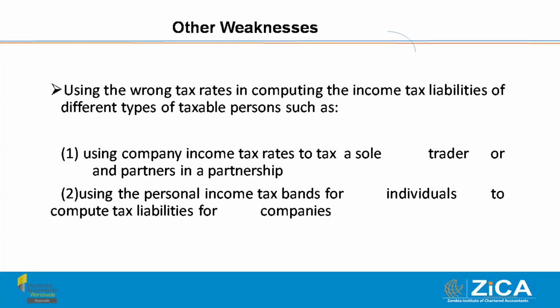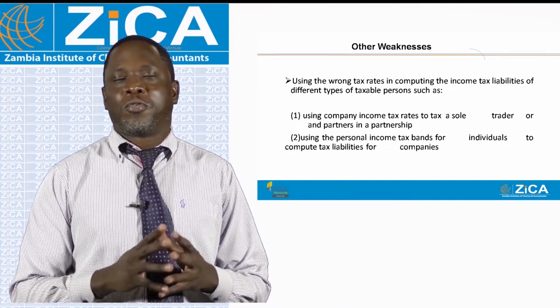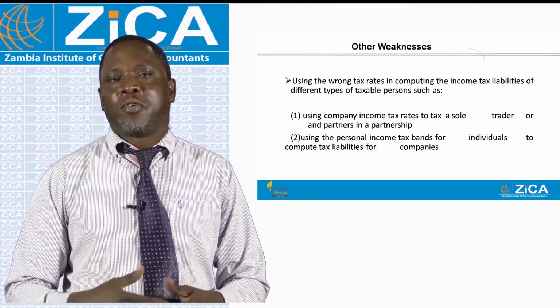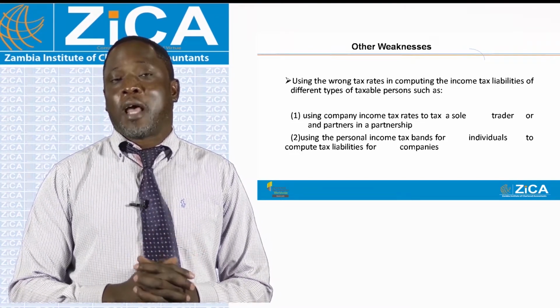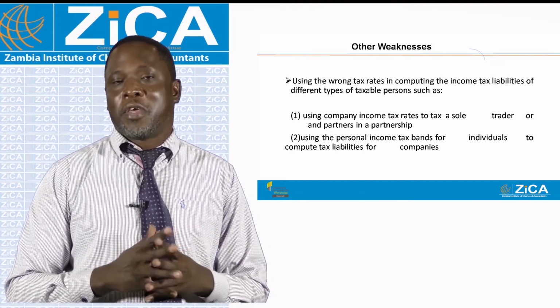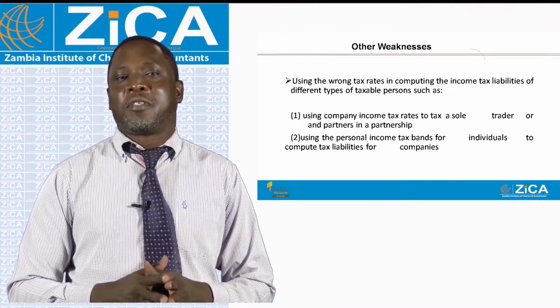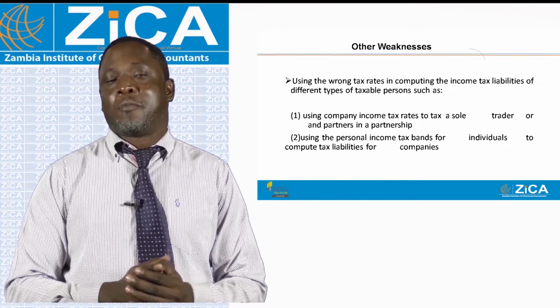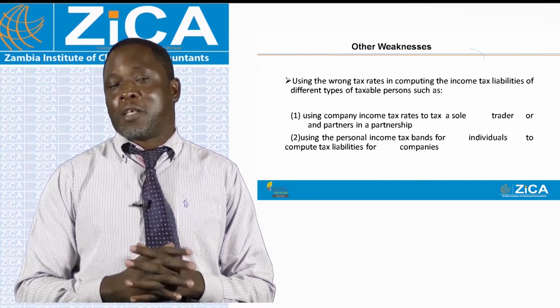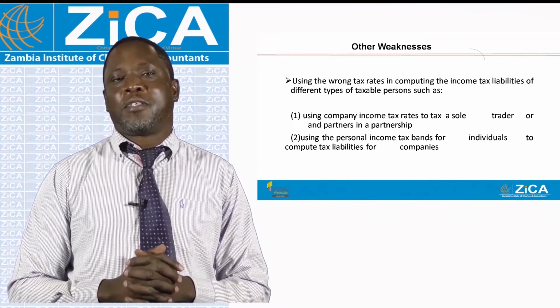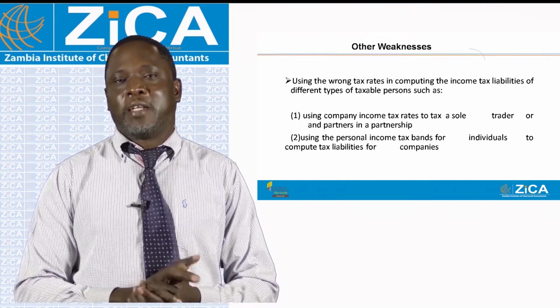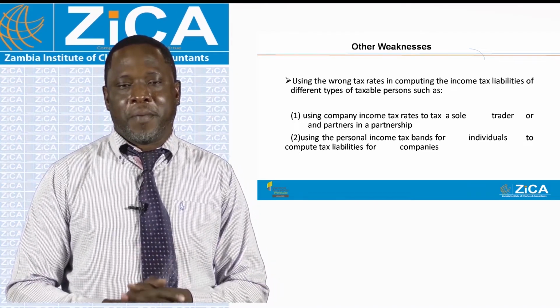Other weaknesses when it comes to this particular topic, the taxation of individuals and companies, include the use of wrong rates. You are taxing a company, but you are using the graduated tax bands for individuals. Similarly, when dealing with an individual, instead of using the graduated tax bands which apply to individuals, you tax that individual using the company income tax rate of 35%. Always use the tax tables which are provided in the examination paper.